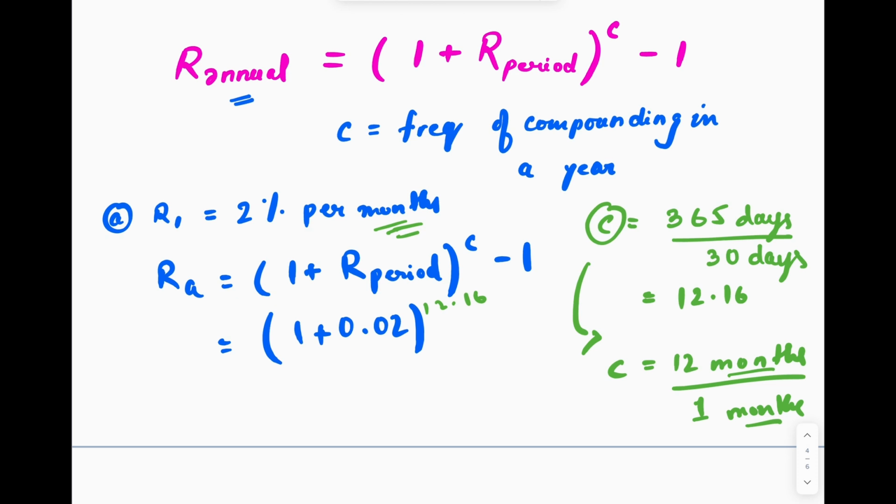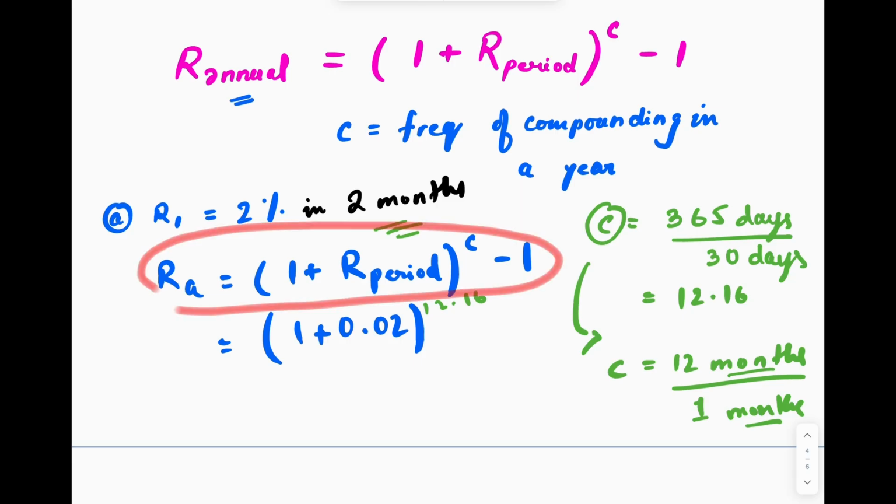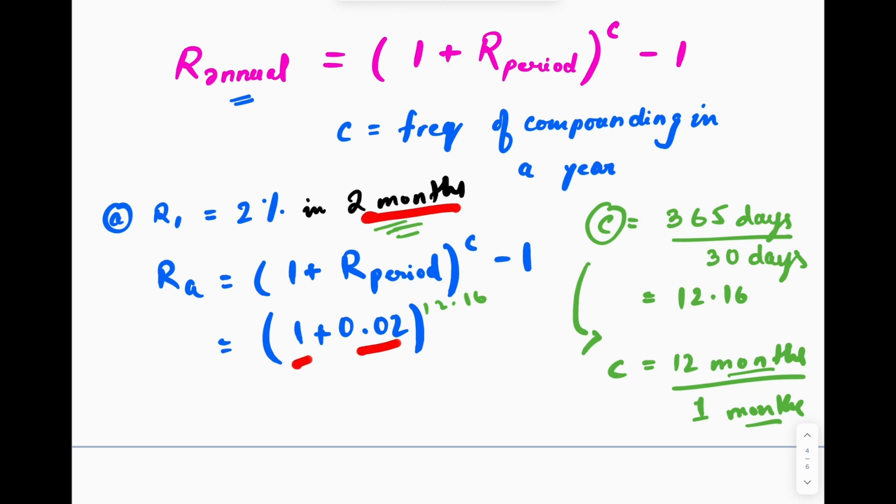Hope it is clear. Now let me confuse you a bit. Instead of writing it is per month, if I say this 2% return is for, say, 2 months. So basically this 2% return is in 2 months. Then in that case, what will happen? The formula stays the same. 1 plus, this period is for 2 months. So this 0.02 is for 2 months, up till here it is the same. Now the only difference will be C.